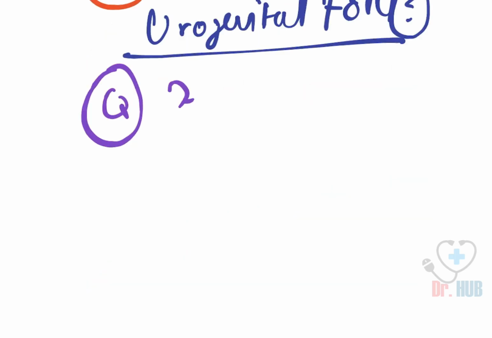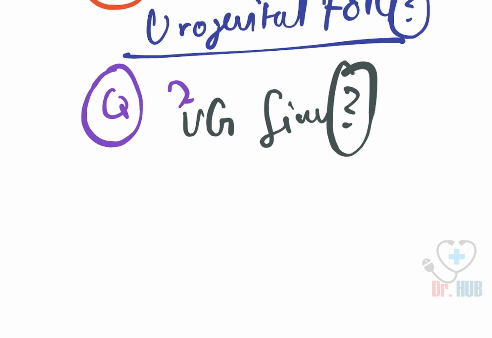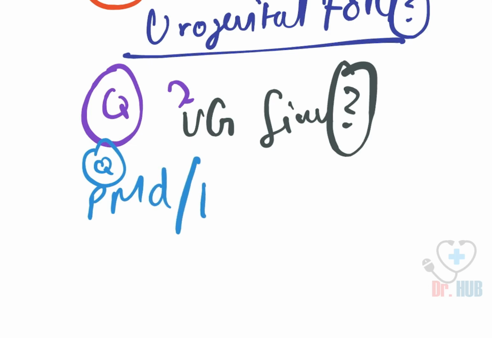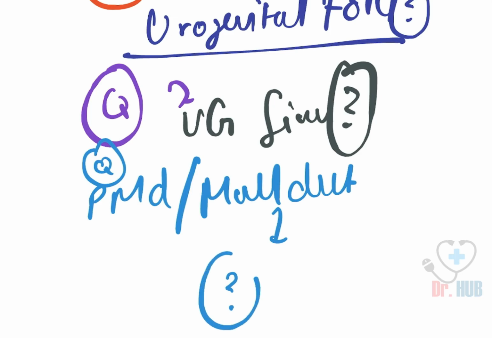Next one is in case of the urogenital sinus. What are the structures arising from this? And in case of the paramesonephric duct or the Mullerian duct, what arises from this? So we'll find out the answers in this video.